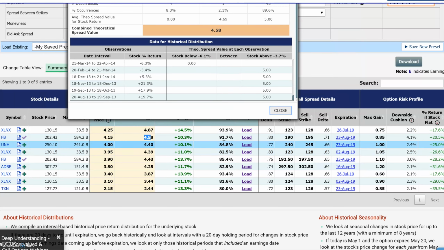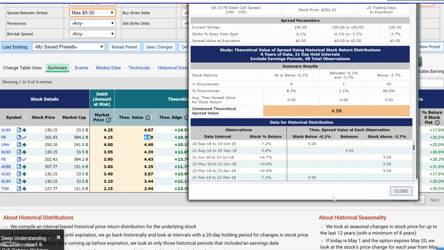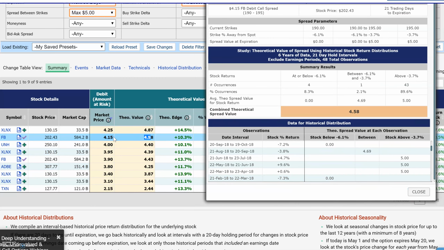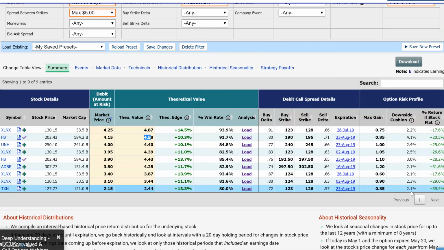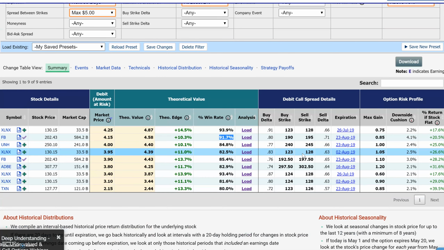That win rate, 91.7%, is how often historically the spread would have ended up being worth more than the current market price of $4.15. So in this situation, 0, obviously it didn't. Here in this situation, it was $4.69. That's above $4.15. So anything, even a penny above, counts in this historical win rate. And that's how you would start using these filters to keep filtering out what you think is potentially the best call spread to do with the screener.